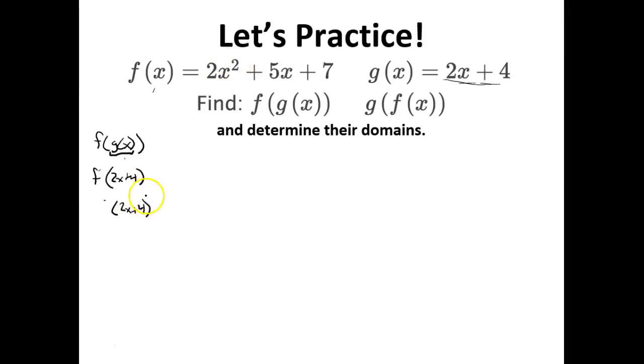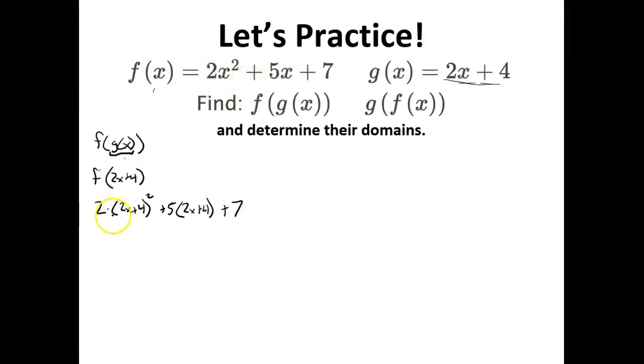When we put it into the set of directions for f, we're told to square it, multiply by 2, then add 5 times what's getting put in, so 2x plus 4, and then plus 7. Now I know you see x's in lots of places here, but when you look at this part up here, instead of thinking of them as x's, for me it really helps to think of them as the set of directions for what to do.